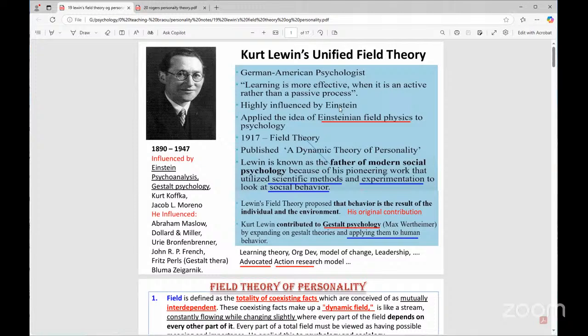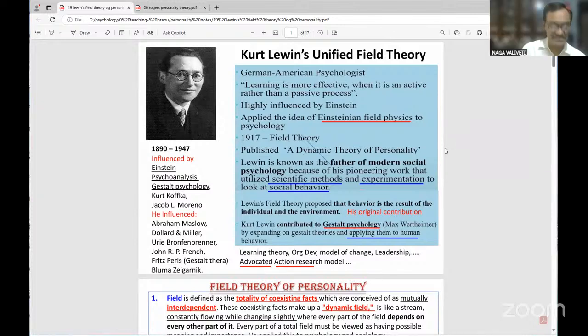Good morning. Welcome to the class. Today we will discuss two units. Unit number 19, that is Lewin's field theory of personality, and Carl Rogers' person-centered theory of personality.